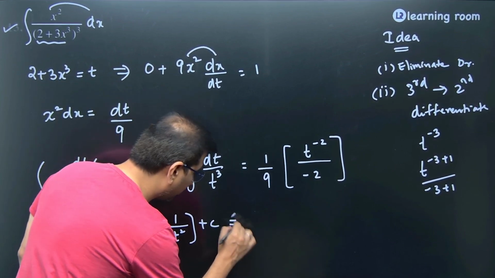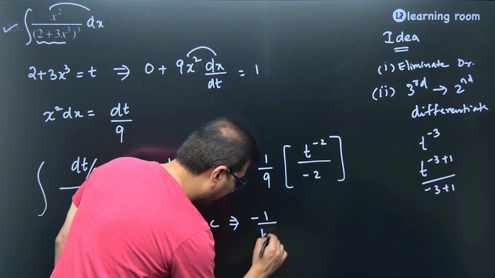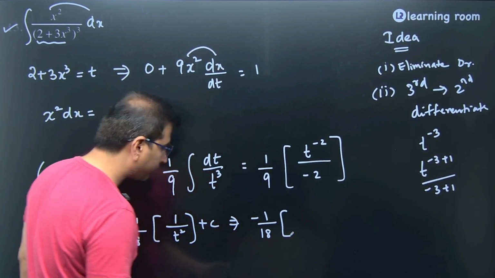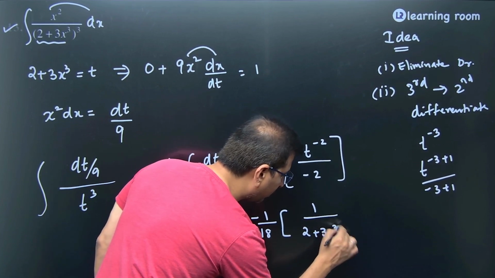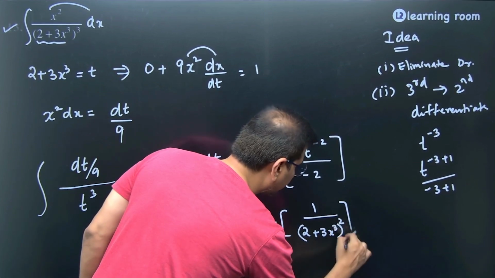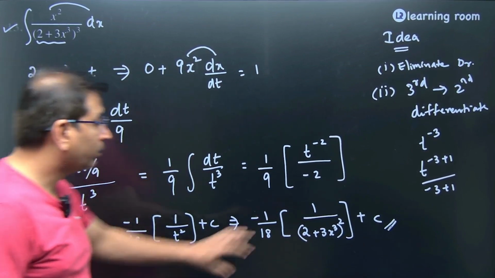Plus c. Now substituting back the value of t, you will get minus 1 by 18 into 1 divided by (2 plus 3x cube) the whole square plus c, right? So this will be the final answer.